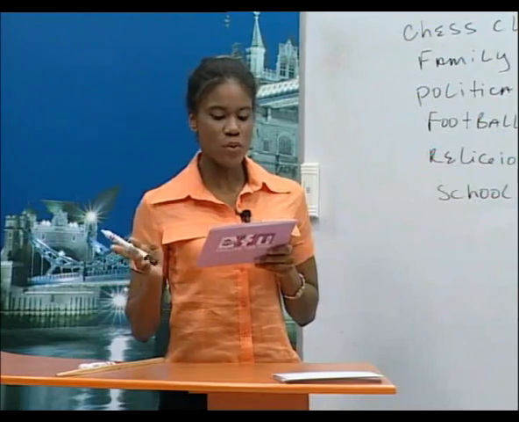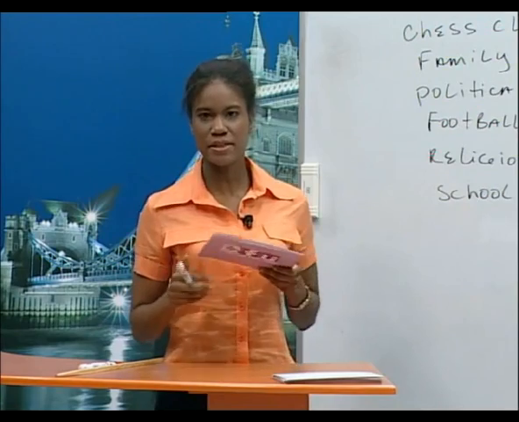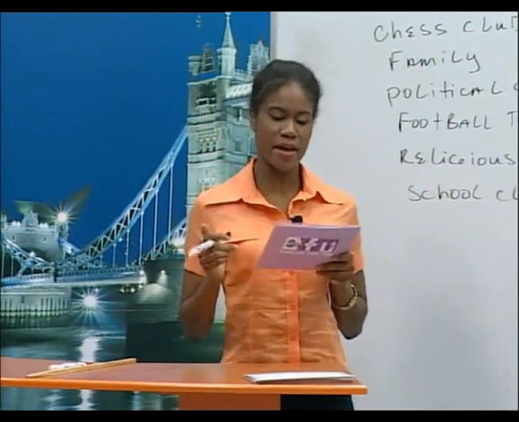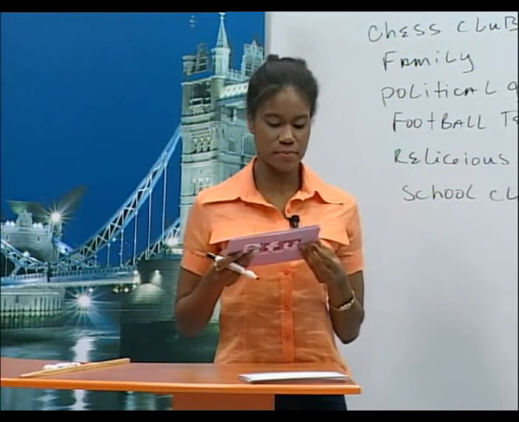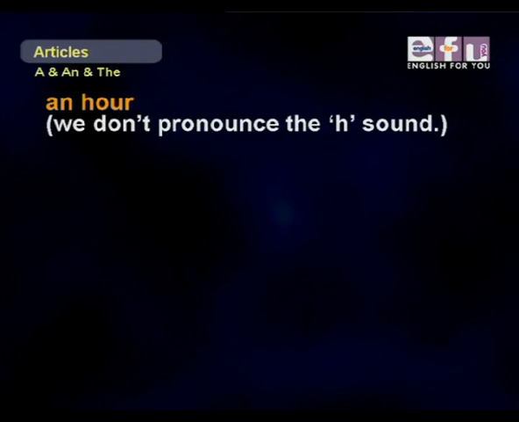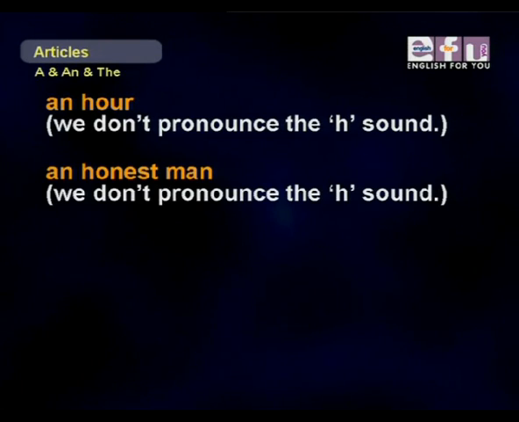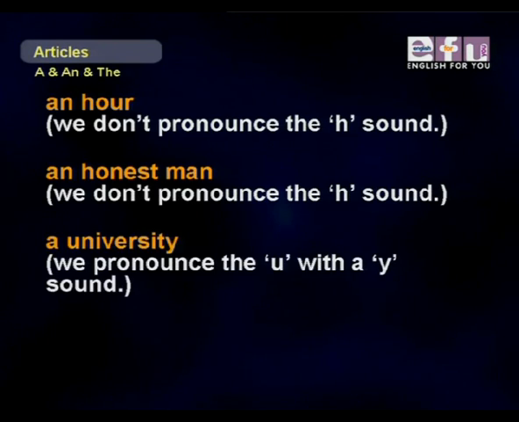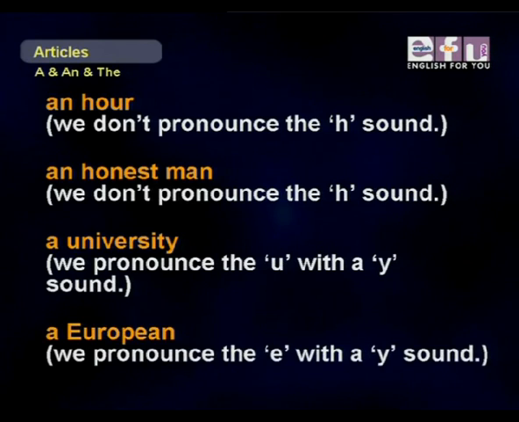Remember that it is how we say the word, not how we spell it, that determines if we use a or an. Take a look at some examples. We say an hour because we don't pronounce the H, so it sounds like a vowel sound. Same with an honest man. We don't pronounce the H. We say a university because university sounds like a Y sound. Same with a European. We pronounce the E and it sounds like a Y.